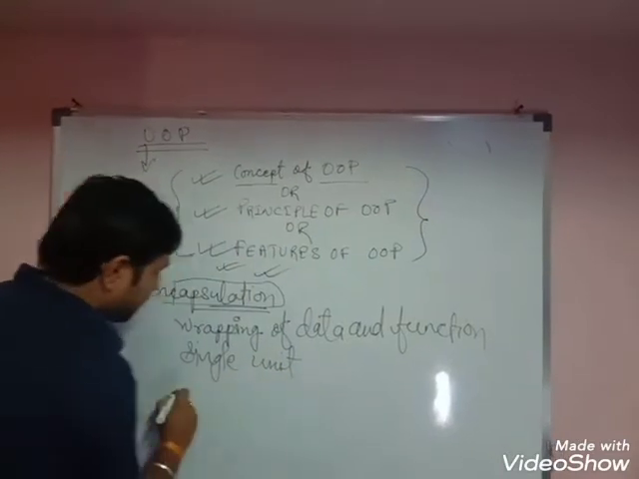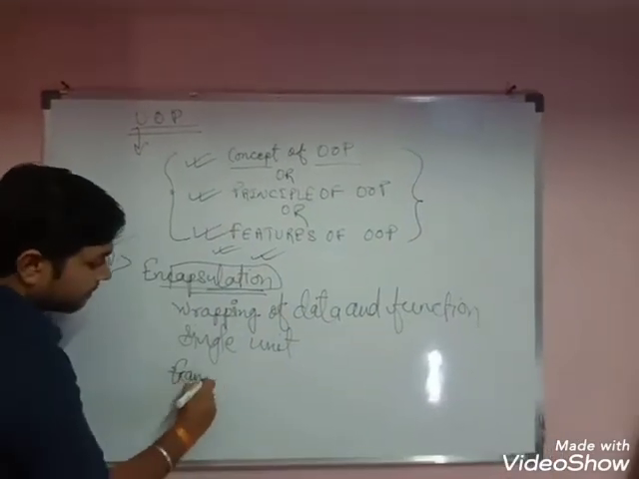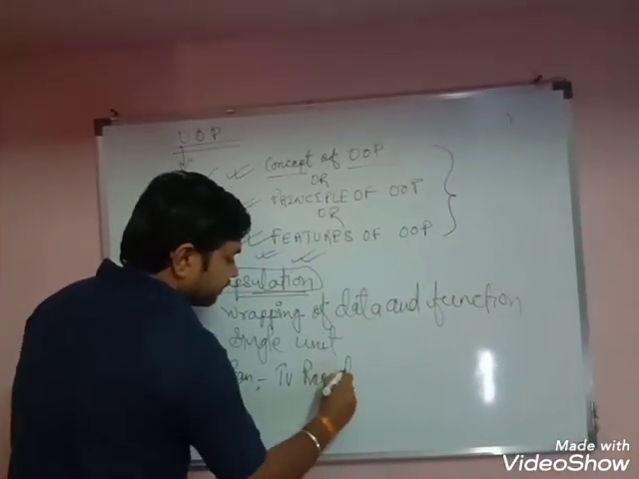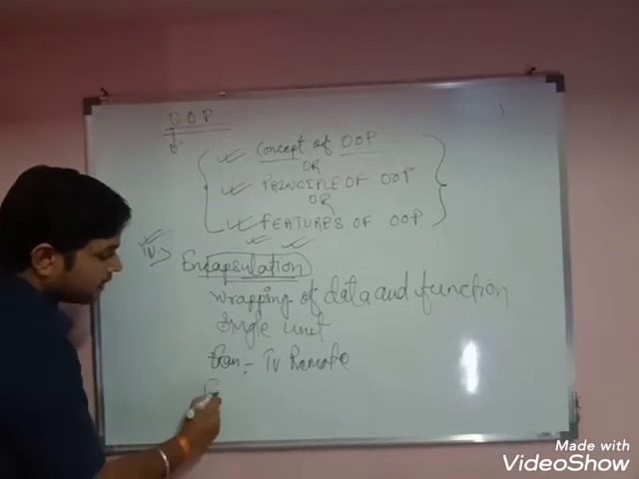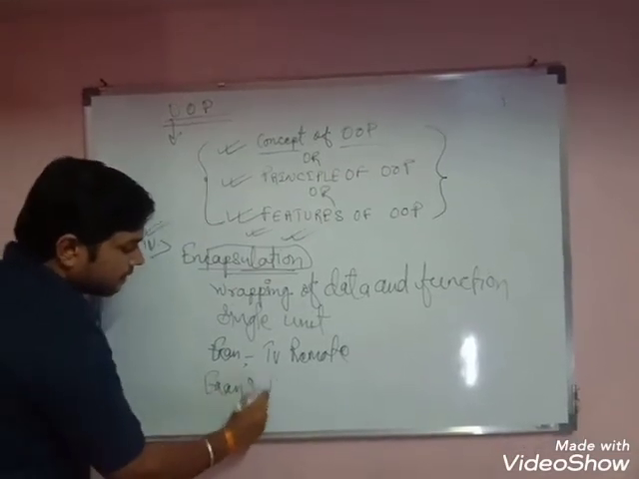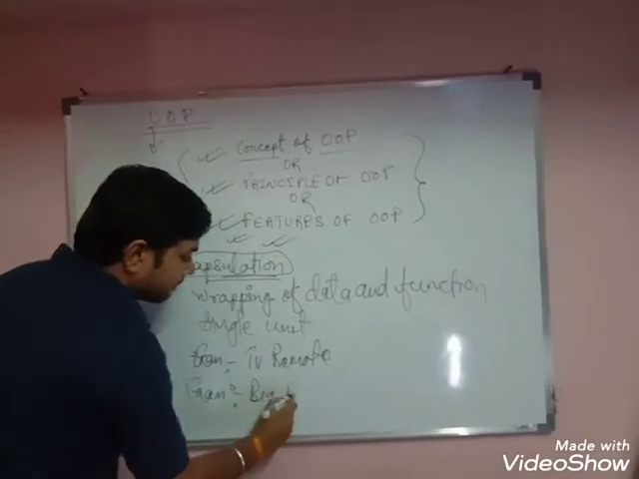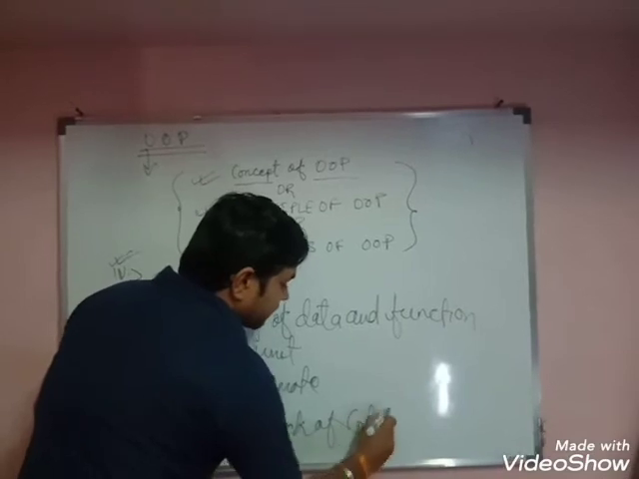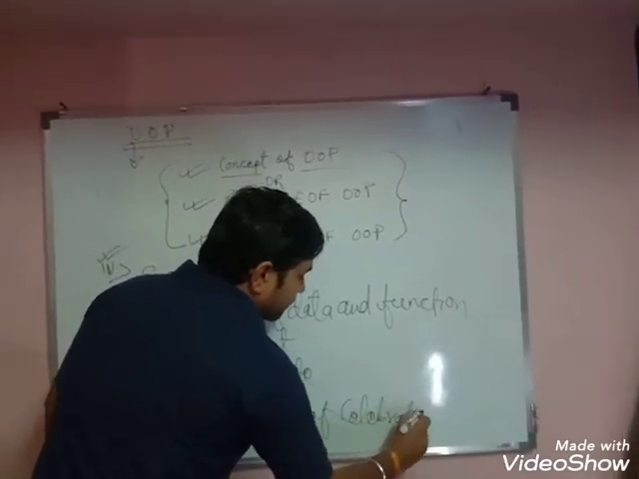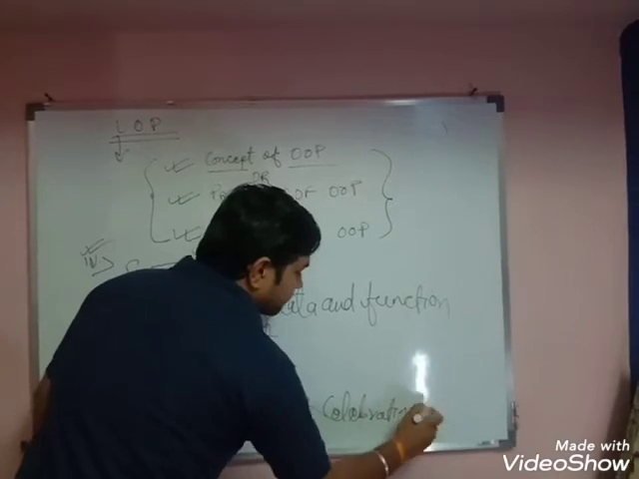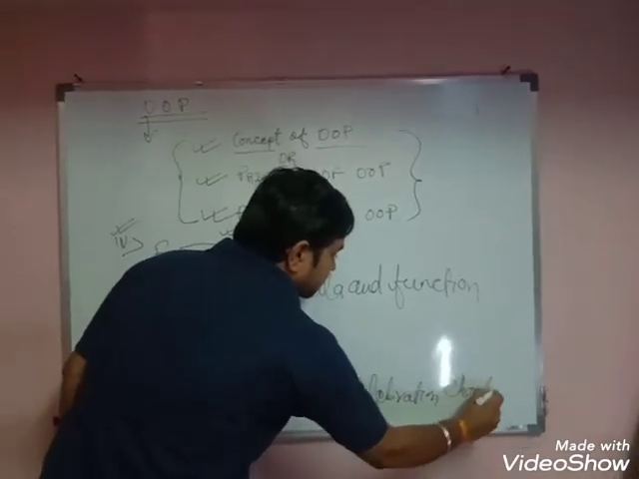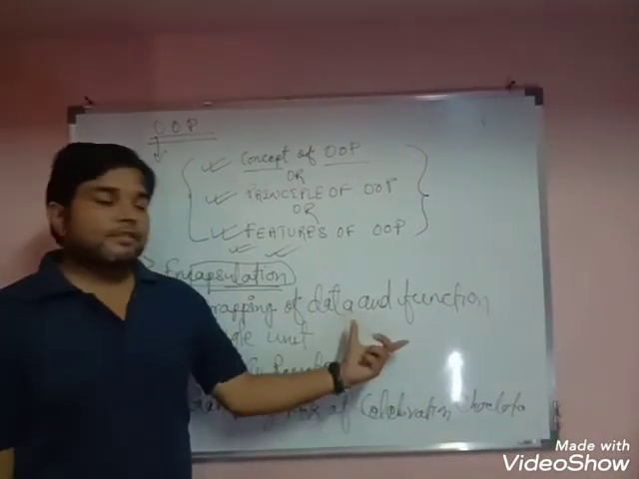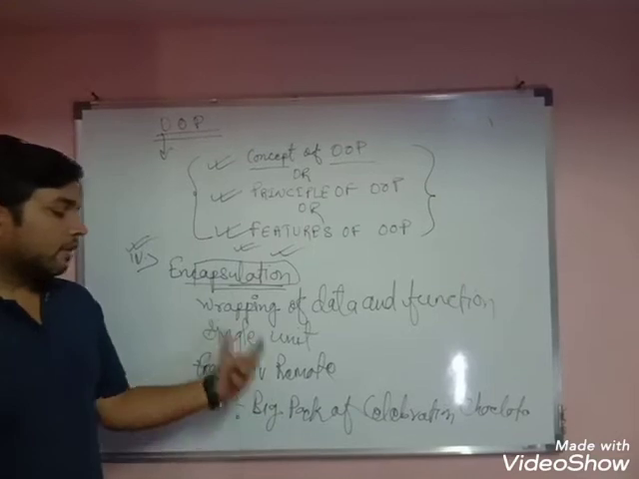For example, an example of encapsulation is a TV remote. Another example of encapsulation is a big pack of Celebration toffee or chocolate. So these are two examples of encapsulation: wrapping of data and function into a single unit is called encapsulation.